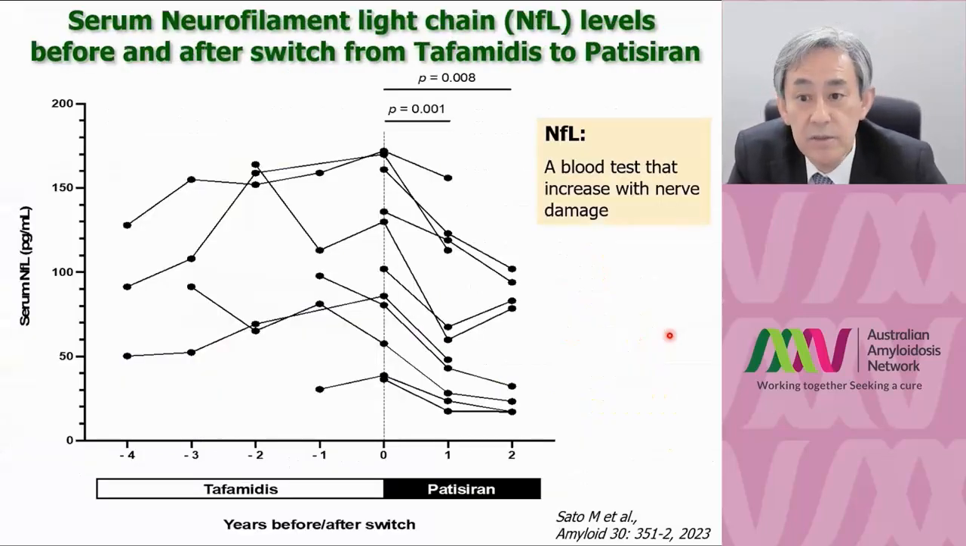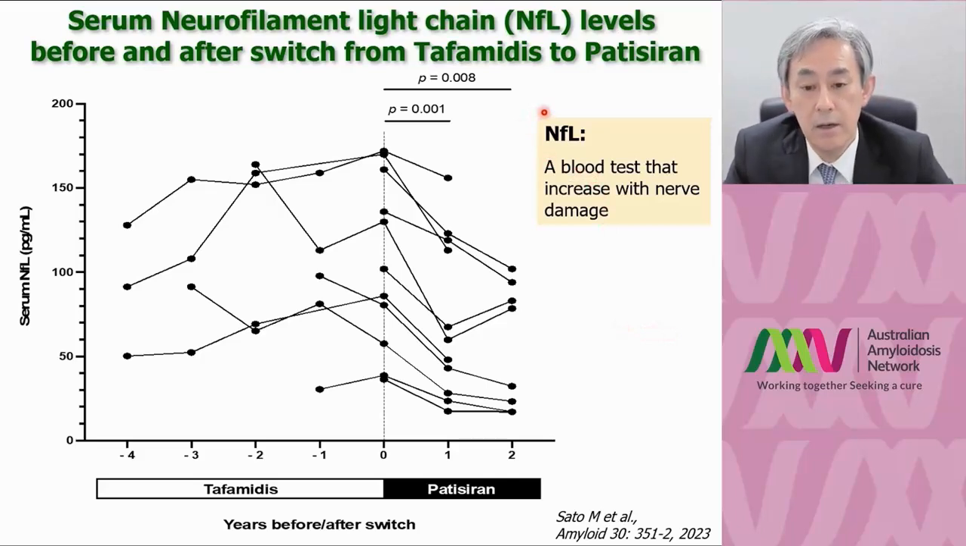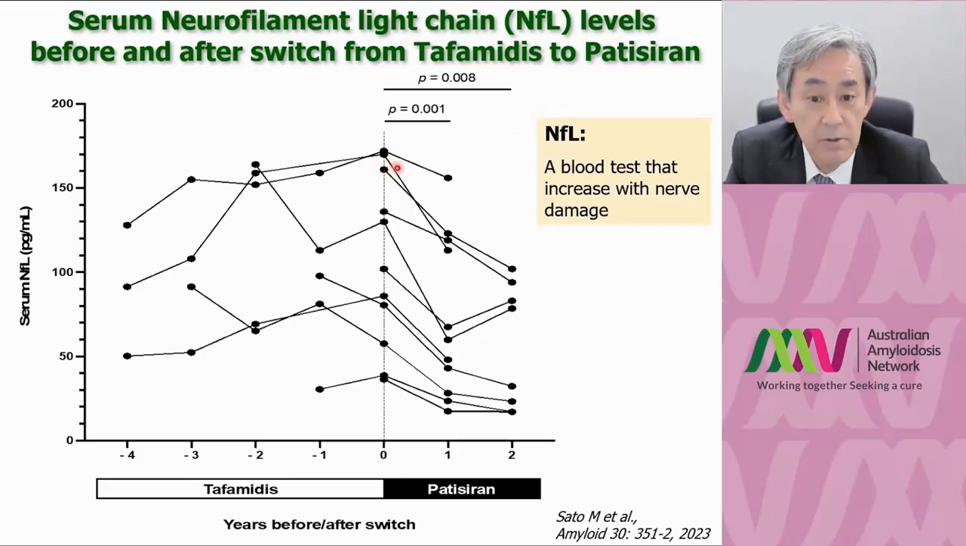This slide shows serum neurofilament light chain (NFL) levels before and after switch from tafamidis to patisiran. NFL is a blood test that increases with nerve damage. As you can see, serum NFL level decreased significantly after switch from tafamidis to patisiran.